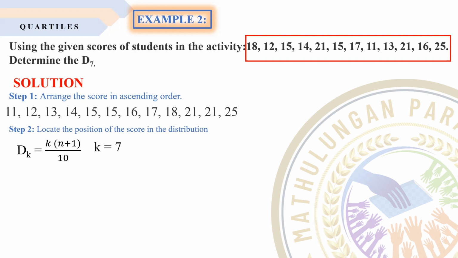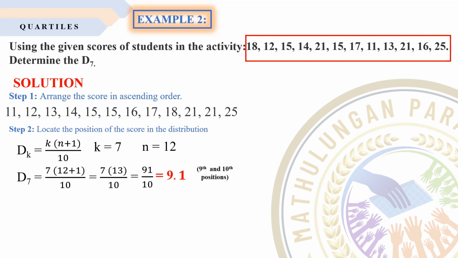Okay, anong value ng k natin? So, k natin is 7 because we're looking for the 7th decile. At ang n natin ay still 12 because there are 12 row data. Tama? And using the formula, substitute na natin yung value ng k at yung n. We have D sub 7 is equal to k, which is 7, times n, which is 12, plus 1, all over 10. So, 12 plus 1 is 13, times 7 is 91, all over 10. So, 91 divided by 10 is 9.1. So, ibig sabihin, ang position natin ay from the 9th position to the 10th position of the data. So, nalaman na natin kung anong position.